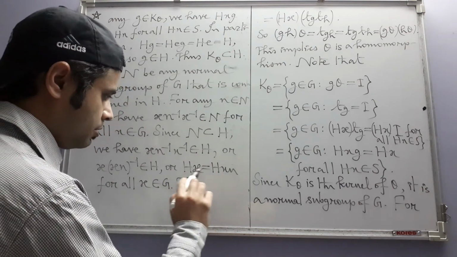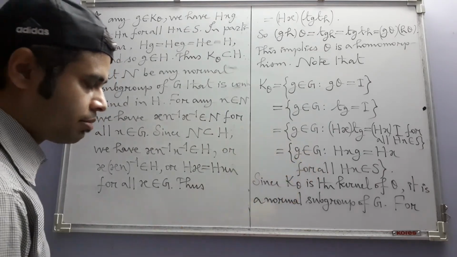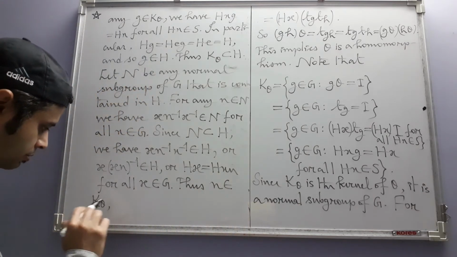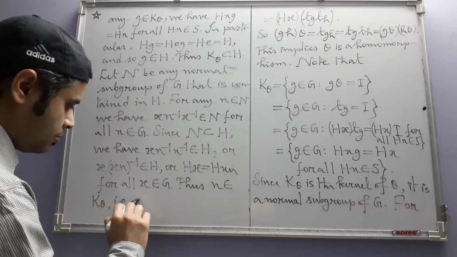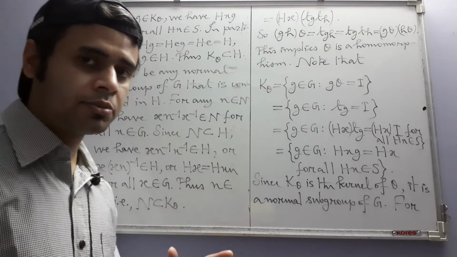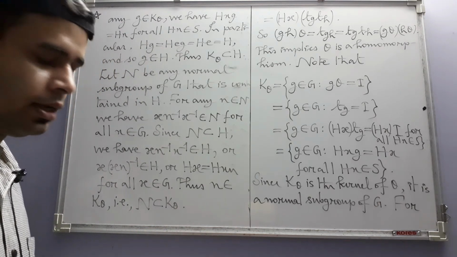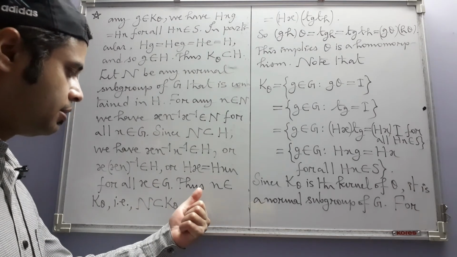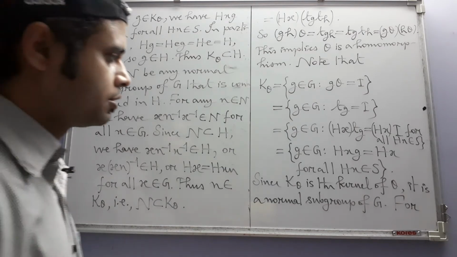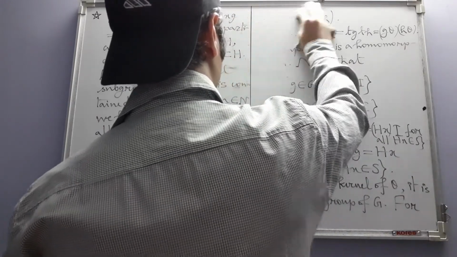Thus, so now look at the definition, look at the way K theta has ultimately come out to be. So this implies n belongs to K theta, that is capital N is contained in K theta. So not only is K theta a normal subgroup of G contained in H, but it is the largest normal subgroup of G contained in H. Any normal subgroup of G that is contained in H must be inside K theta. So we can say this extra about the kernel, and this entire thing can now be summarized in the form of a result.